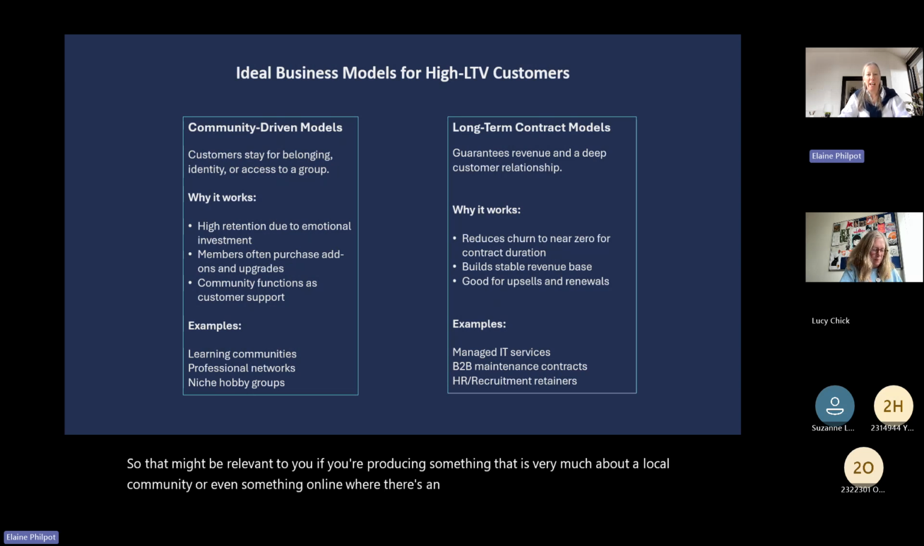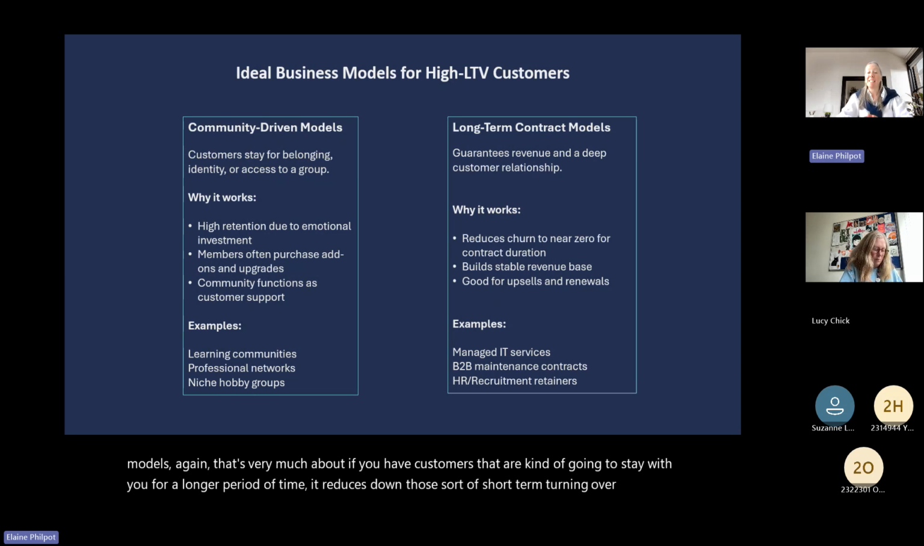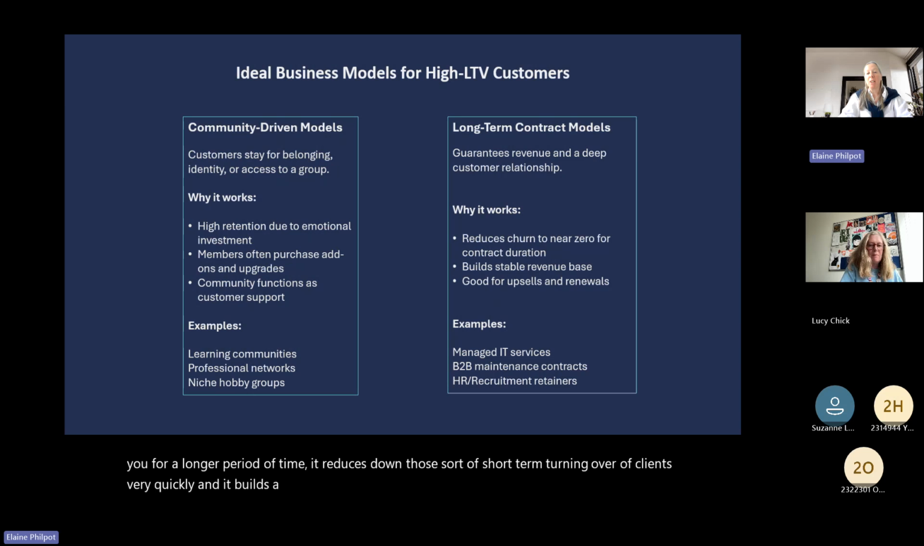Long-term contract models, again, that's very much about, if you have customers that are going to stay with you for a longer period of time, it reduces those short-term turnovers of clients very quickly, and it builds a very stable income for you. And it's really good for upselling and renewal.